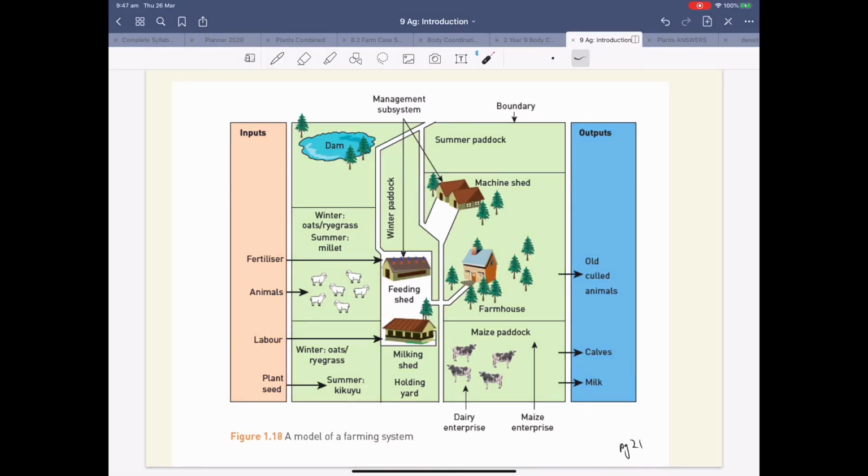One thing I forgot to mention is the management subsystem. Okay, now the management subsystem is made up of the farmer and the decisions that the farmer's making. Now the farmer will be taking observations from the different enterprises and then will be changing what they're doing to manage those subsystems. So we have a management subsystem which is looking and learning and then making decisions based on what they're seeing.